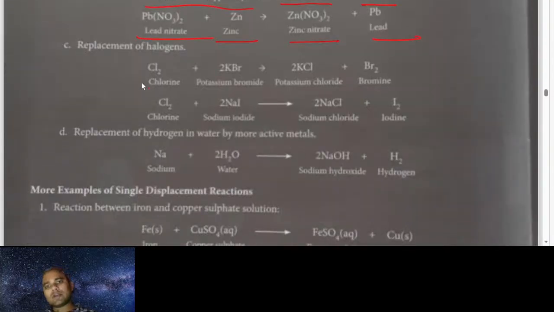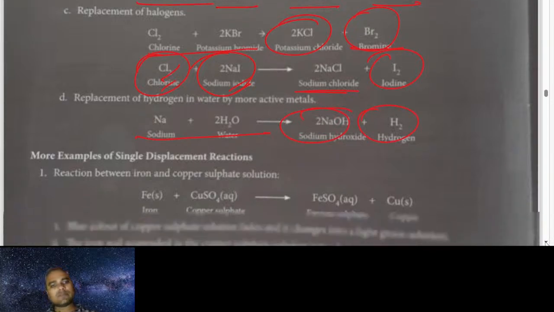Here is the chlorine. Now see, student, chlorine treated with KBr is forming KCl, and bromine is out. Similarly, chlorine with NaI is forming NaCl and I2. So these are displacement reactions. Chlorine displaces the I, here bromine. This is sodium and water, so NaOH, and hydrogen gas is displaced, student.